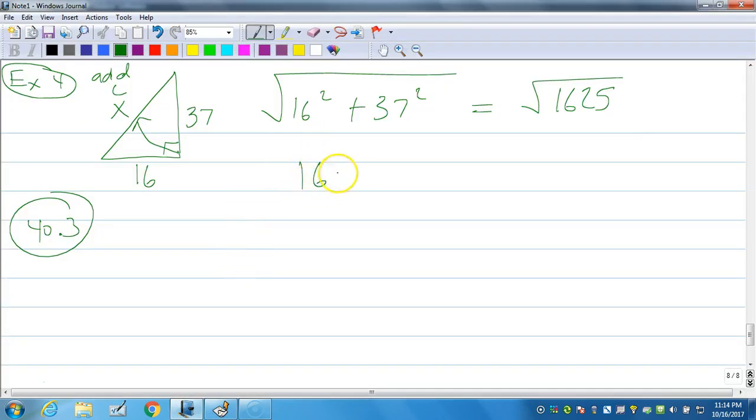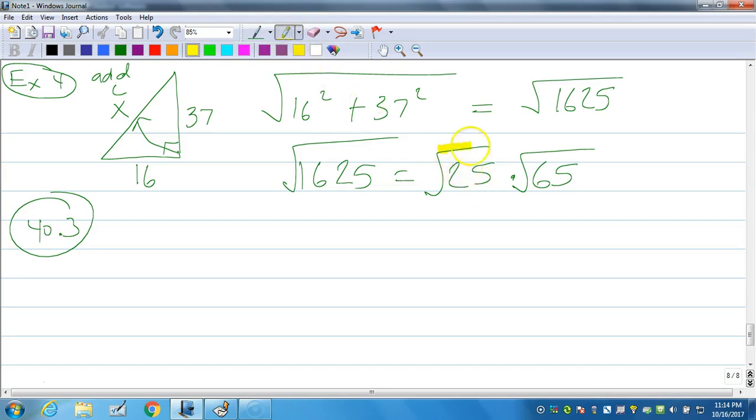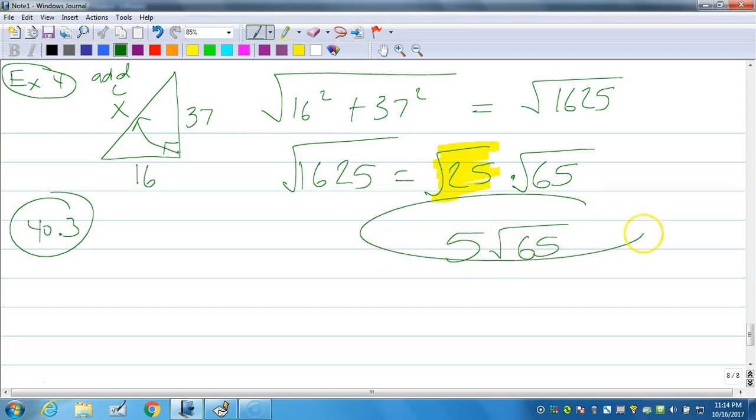So then, 1625 is equal to 25 times 65. The square root of 25 is 5. Bring down the square root of 65, and we're done. Because the square root of 65 can't be reduced any further.